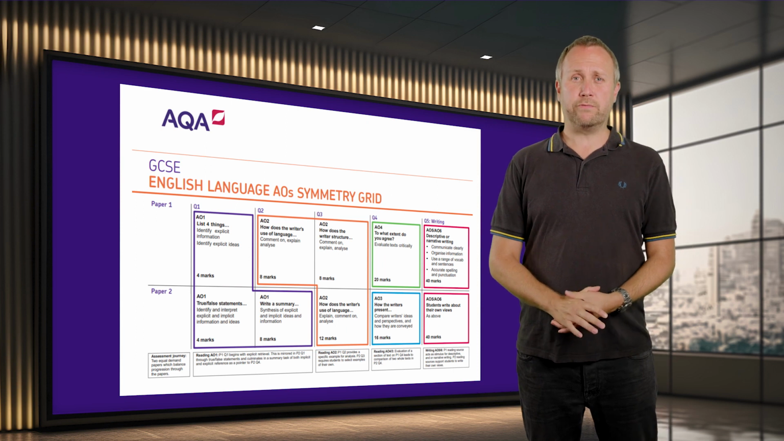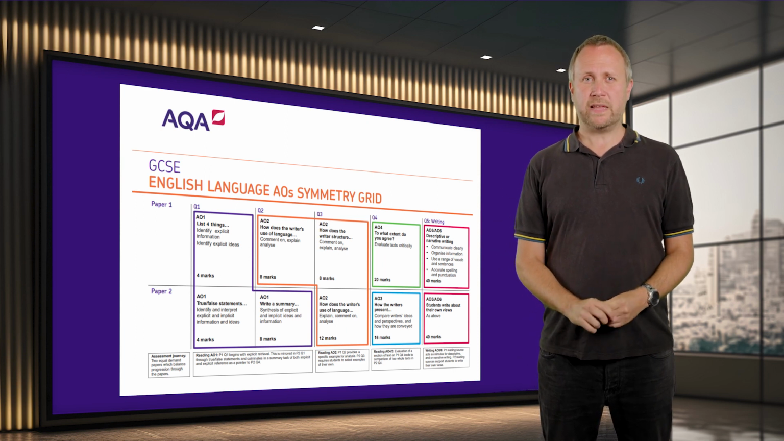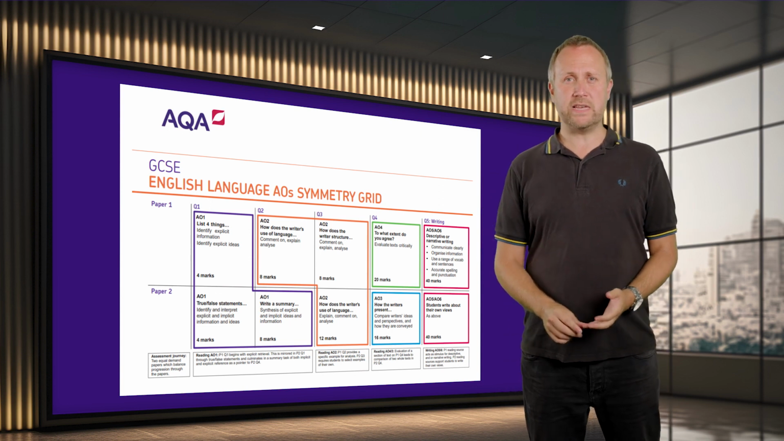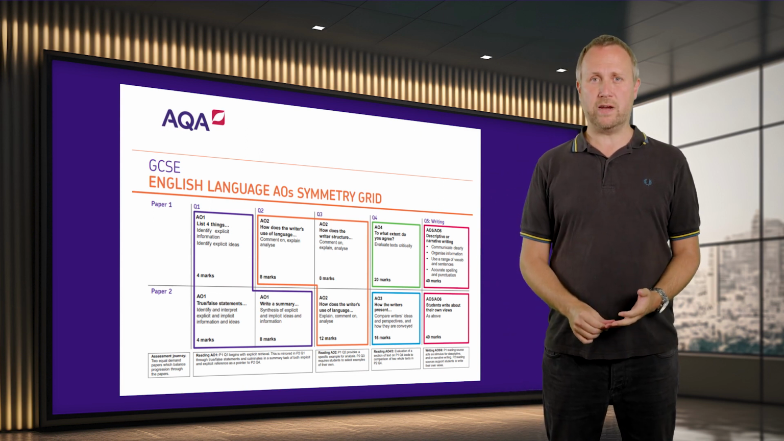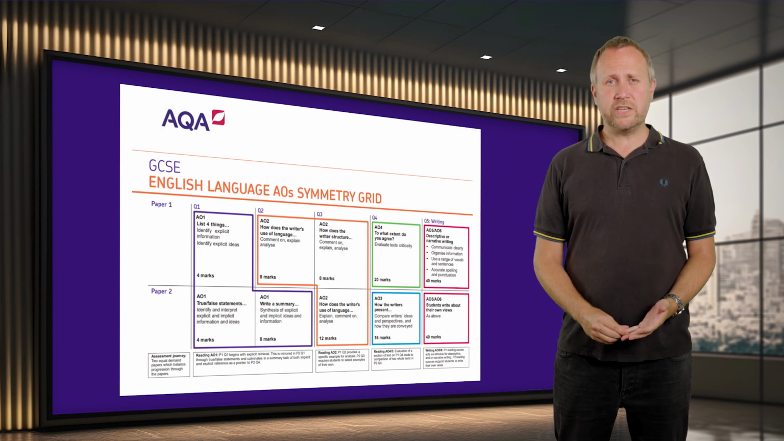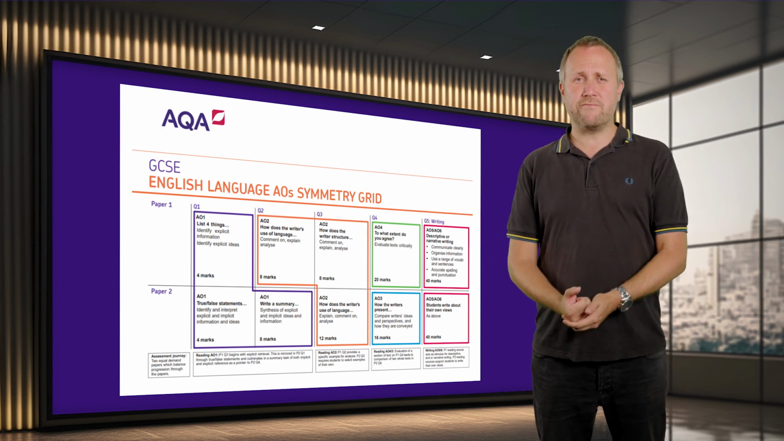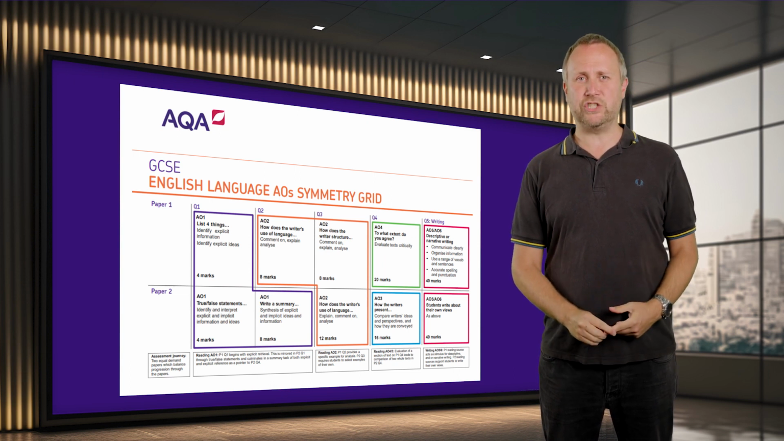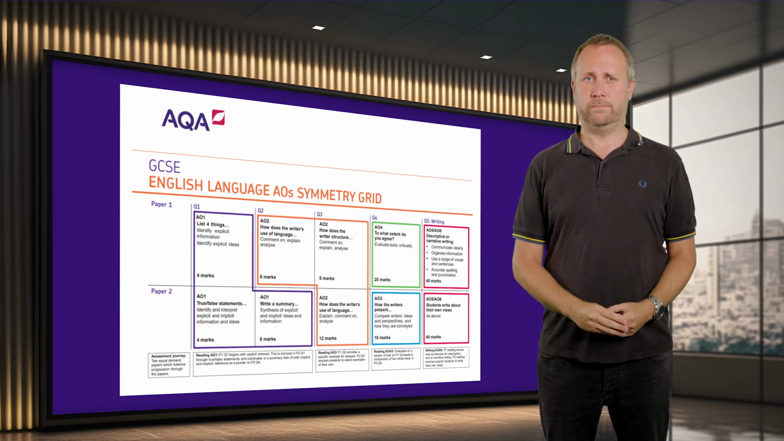Having worked logically through the assessment objectives for reading, the candidates then face a writing task where they can bring what they have learned in the reading section to formulate their own writing, potentially using the same techniques that they have just been identifying, analysing, evaluating, and comparing. This symmetry grid, therefore, acts as a clear and coherent map through the specification, allowing you to see exactly what needs teaching for which section.